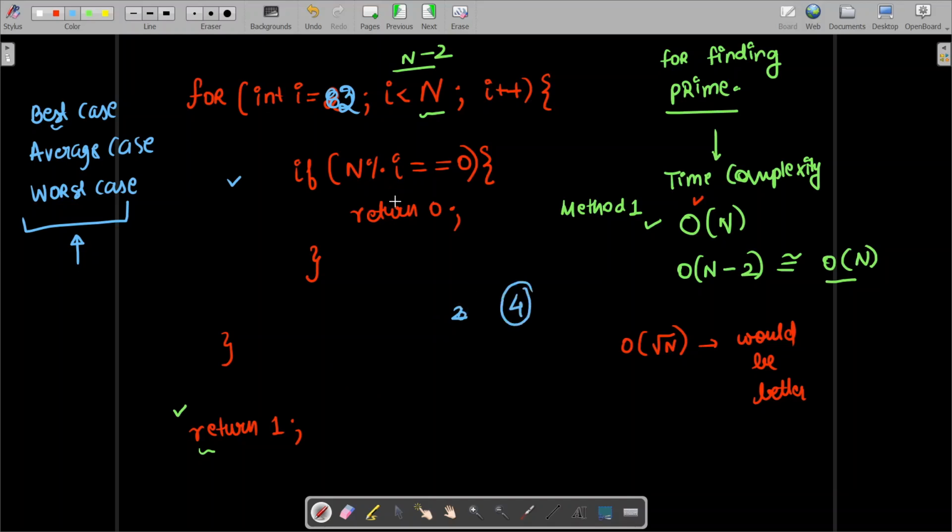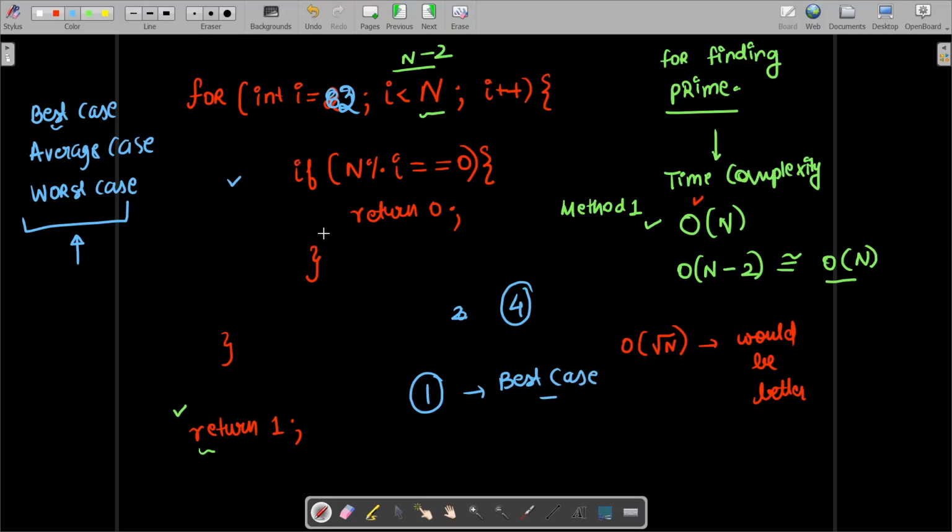and in the first go itself, it gives n modulo i equals 0 and it returns. So how many computations do you do? Only one. So this is the best case we can get. Best case, it will be the least number. That's the best case, right? Average case we will talk about later. Worst case we will analyze.